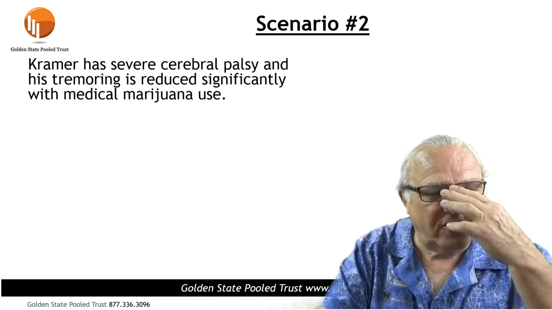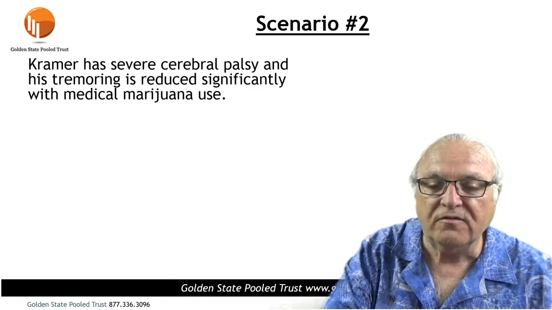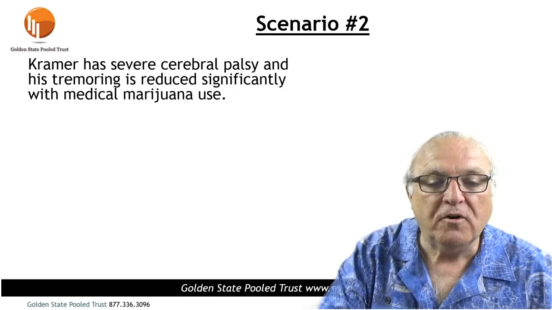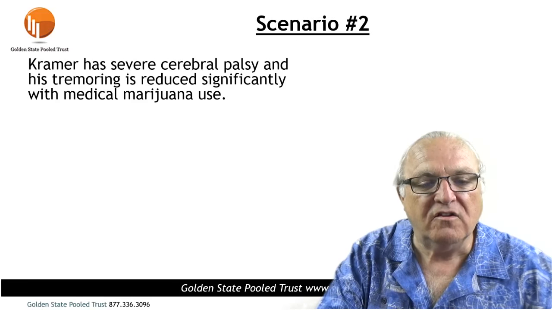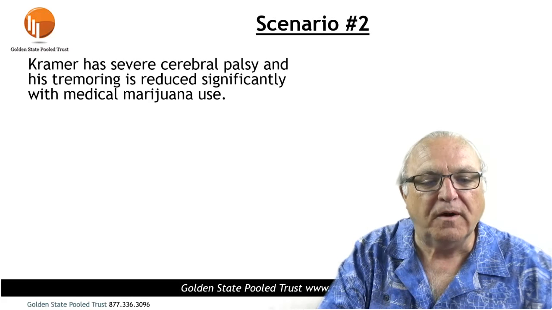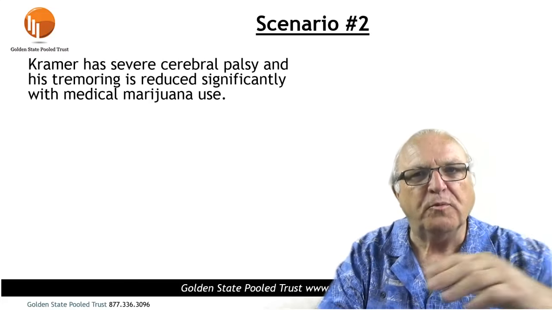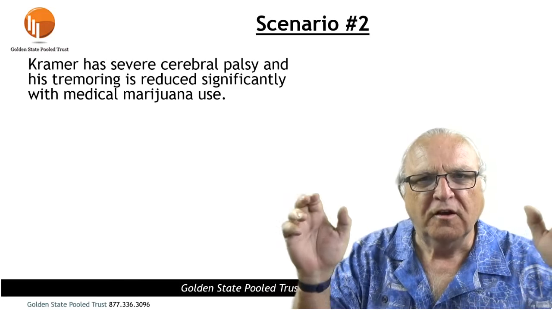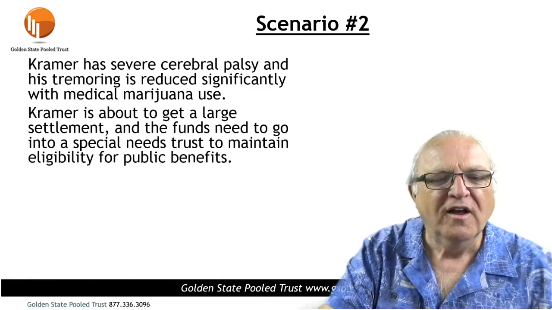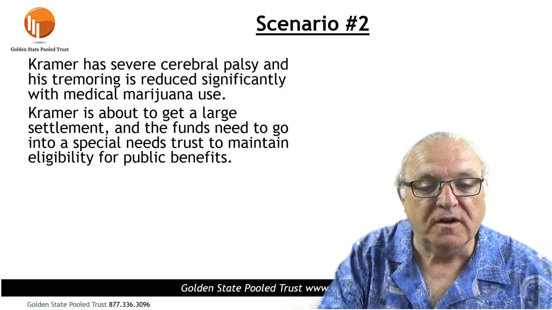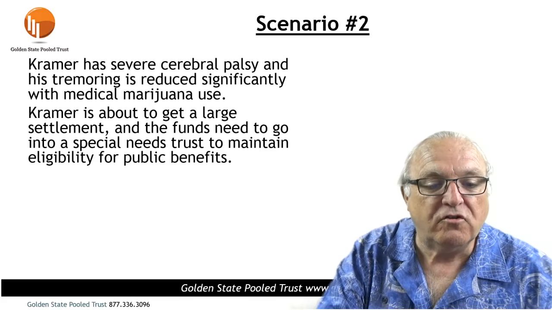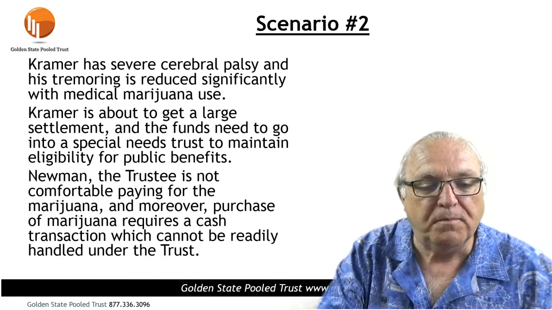Let's go through another example real quick, and we actually have this case. Kramer has severe cerebral palsy, and his tremors are reduced significantly by using medical marijuana, or as we call it at the Golden State Pooled Trust, medicine. Kramer is about to get a large settlement, and the funds need to go into a special needs trust to maintain eligibility for public benefits.